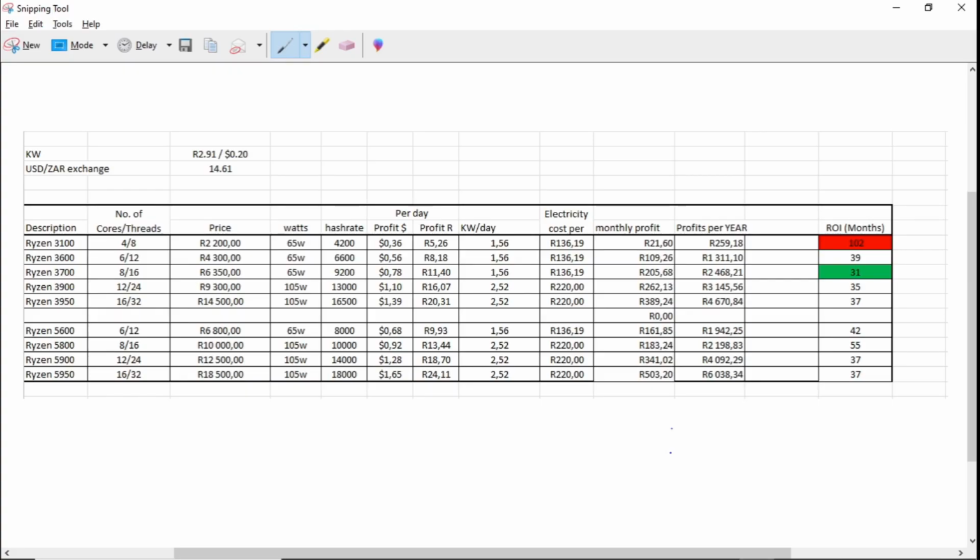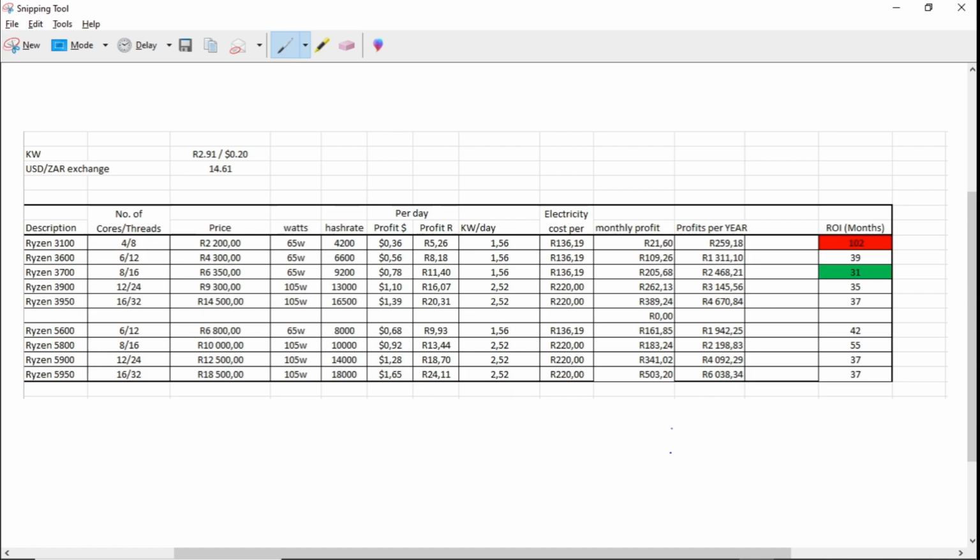These CPUs are still profitable, but it's not worth going out and buying a CPU to mine specifically with it. It's still profitable to buy your GPU and mine into Bitcoin or mine specific coins with that GPU. So if you're looking at the Ryzen 5800, it costs 10,000. The 3060 Ti costs the same and it's almost three times more profitable.